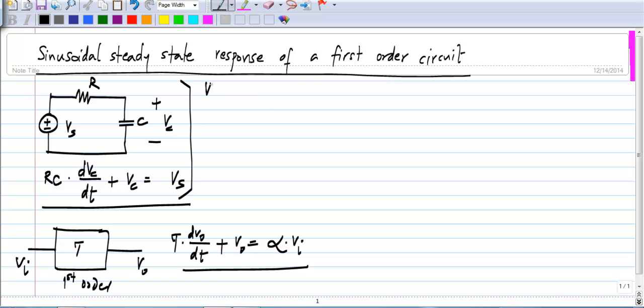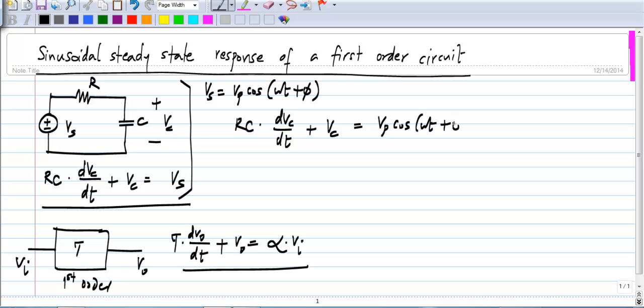So now let's say Vs is Vp cos(omega t plus phi) to be most general. Now our differential equation says that RC times dVc by dt plus Vc equals Vp cos(omega t plus phi). Okay.